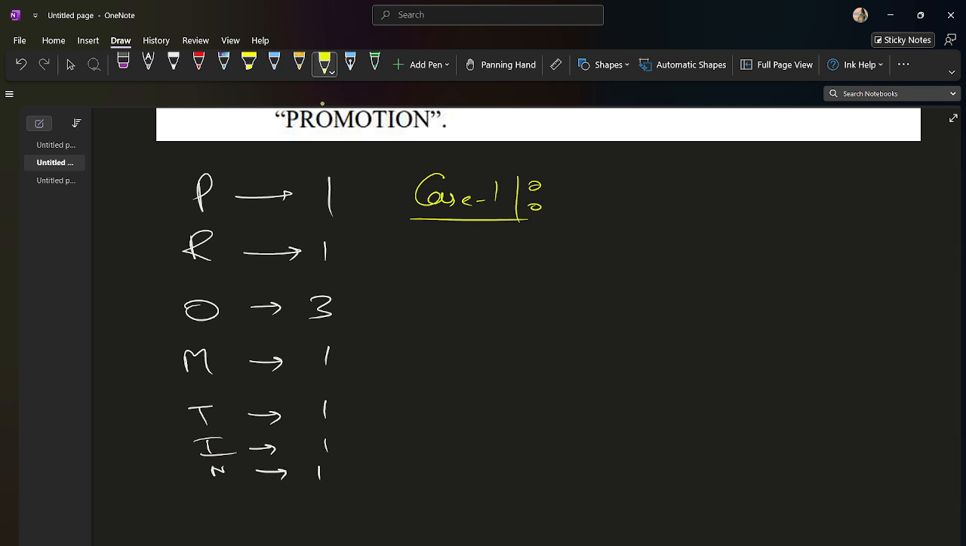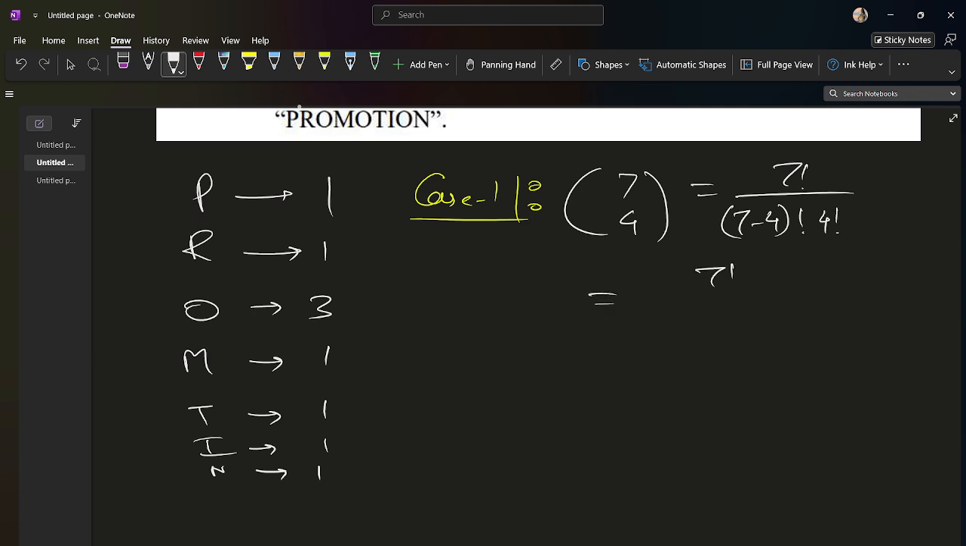Case 1 is telling us that here we select 4 distinct letters from the 7 unique letters P, R, O, M, T, I, N. The number of ways to choose 4 letters will be 7C4. We know that 7C4 equals 7 factorial by (7 minus 4) factorial into 4 factorial. So that will be 7 factorial by 3 factorial into 4 factorial, which equals 7 into 6 into 5 by 3 into 2 into 1. So this and this will cancel out, and we will get 35 only.